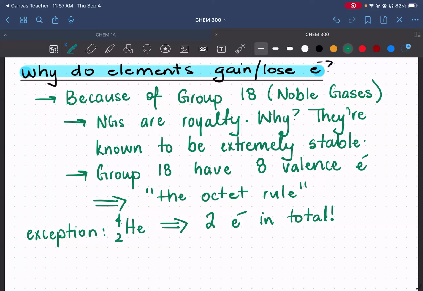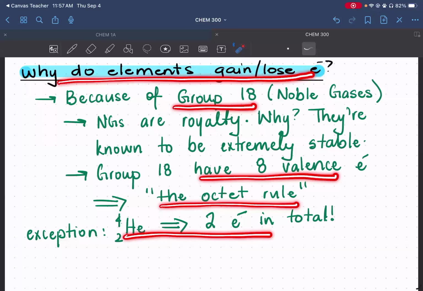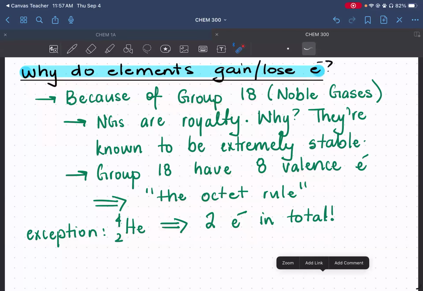So the octet rule tells us ultimately that elements gain or lose electrons because they want to look like group 18. Group 18 has 8 valence electrons, but helium has 2. So 2 or 8 valence electrons is okay.